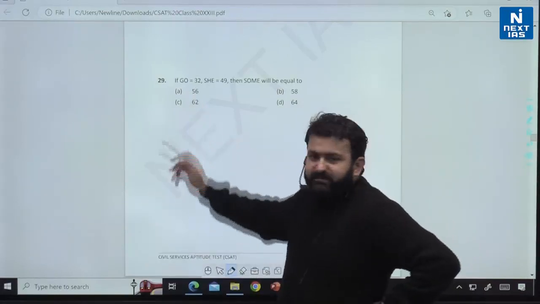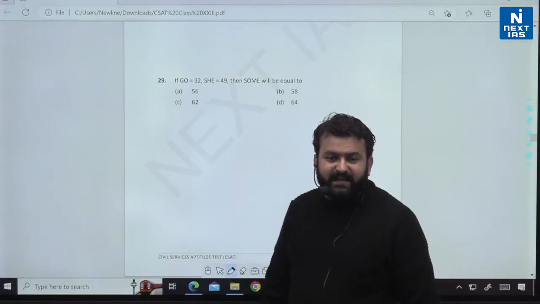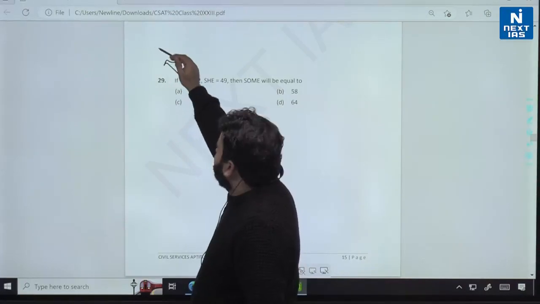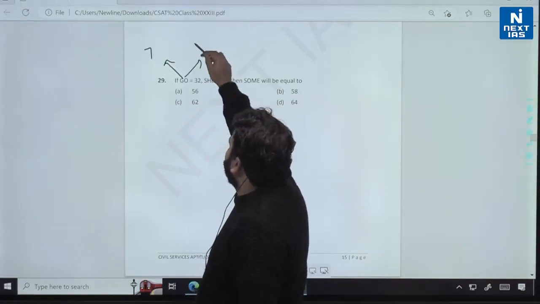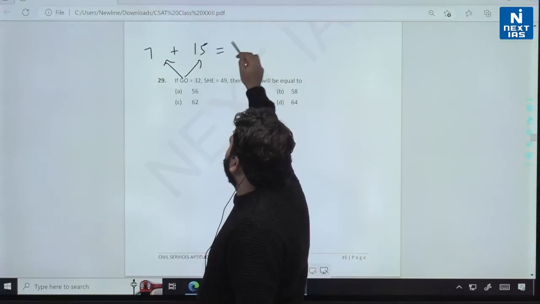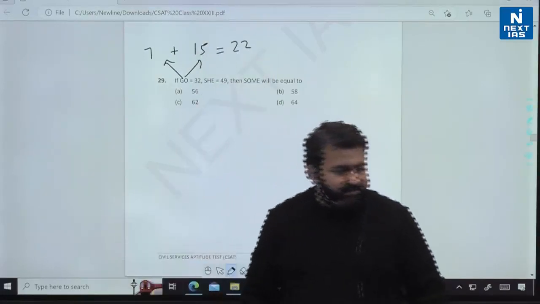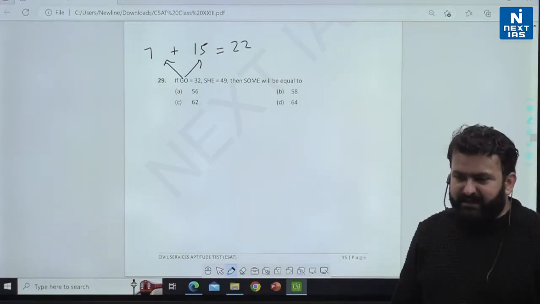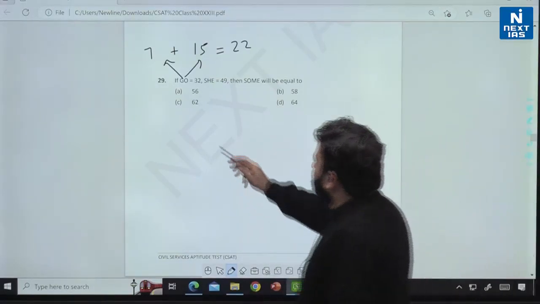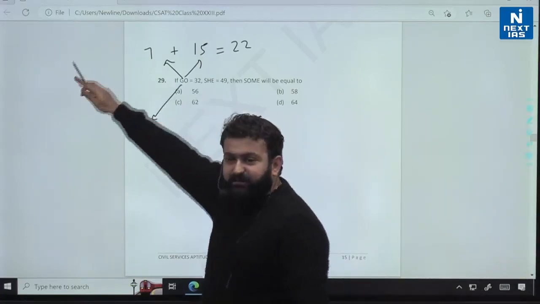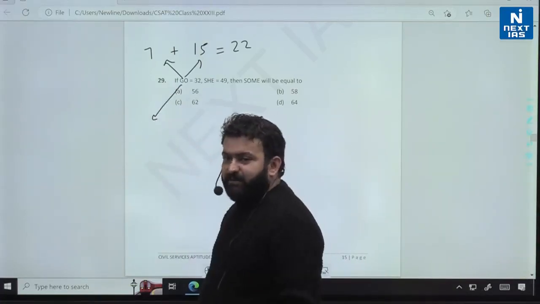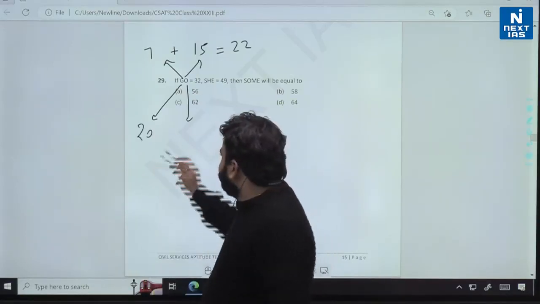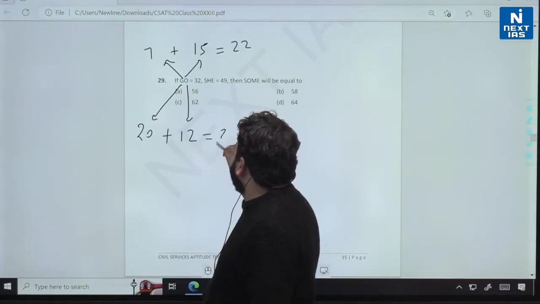All of you, what is the position of G from the left hand side? 7. O's position is 15. 7 plus 15 we get 22, but here it is 32. So definitely this is not the pattern. Now what is the position of G from the other end? From the other end the position of G is 20. O's position is 12. 20 plus 12, do we get 32? All of you, yes or no?